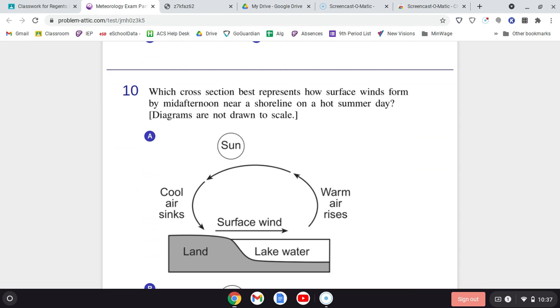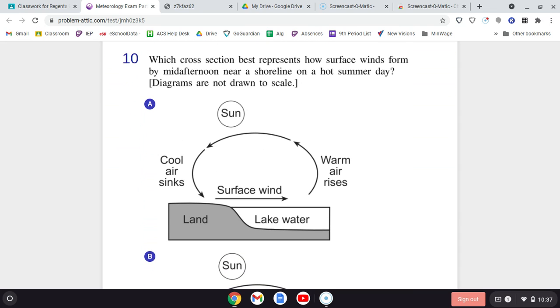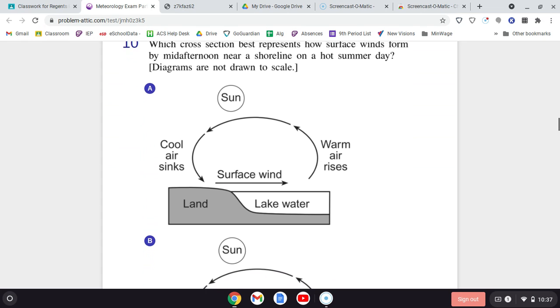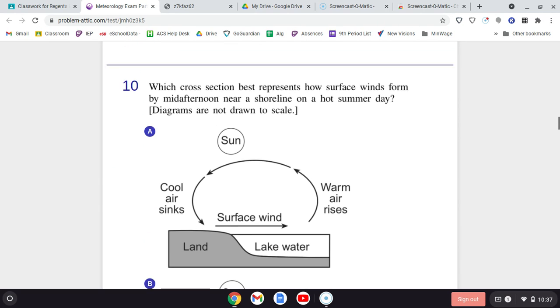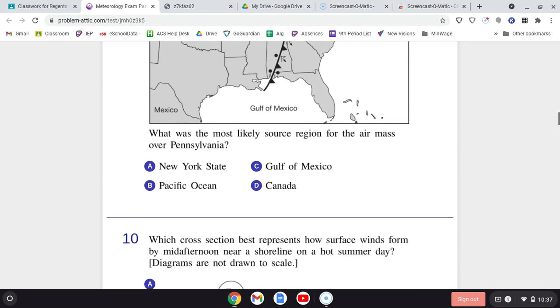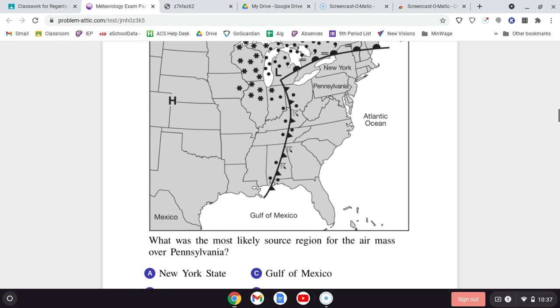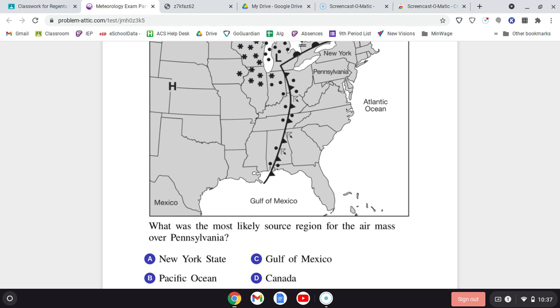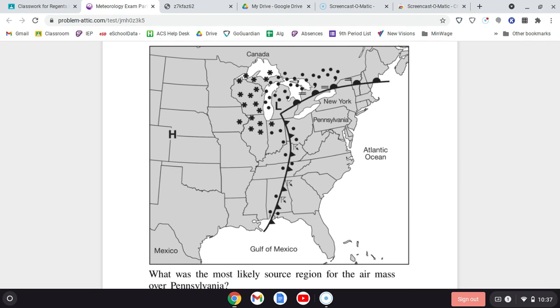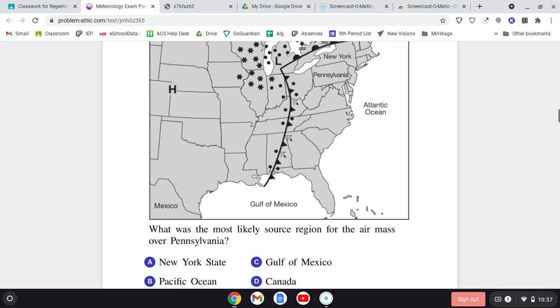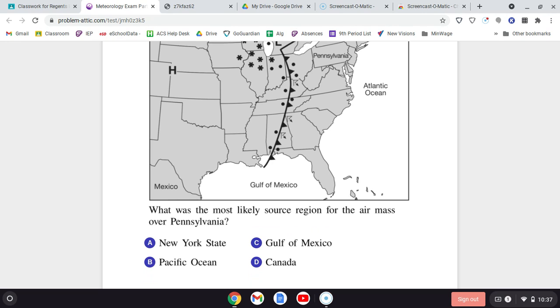Number 10. Which cross-section best represents how surface winds form by mid-afternoon near a shoreline on a hot summer day? Wait, for this one, since those circles are half circles, it's not one crop. So wouldn't it? And it says formed over Pennsylvania, right? So wouldn't that be a warm crop? I can't say.